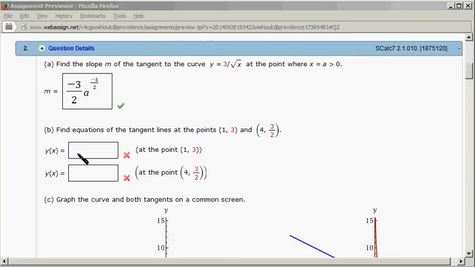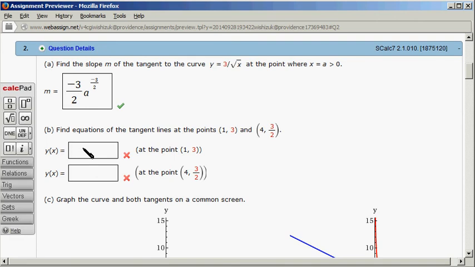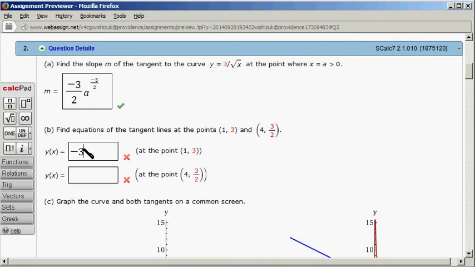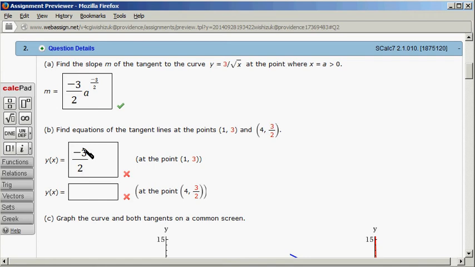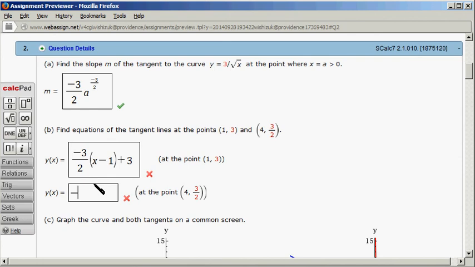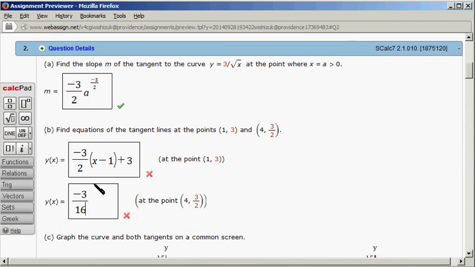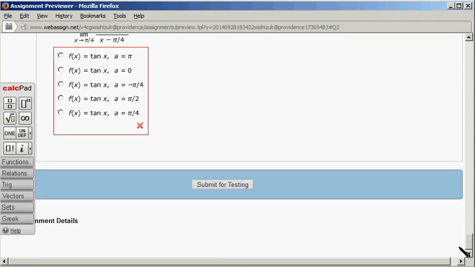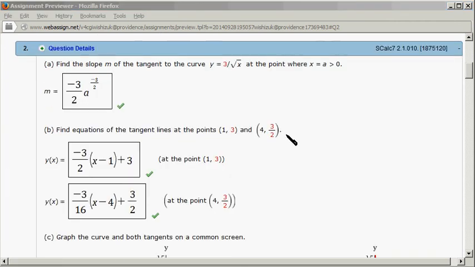The first equation was negative 3 over 2 times quantity x minus 1 plus 3. Then the second equation was negative 3 over 16 times quantity x minus 4 plus 3 halves. All right, so let's check the answer. It came back and looks like we got part B correctly as well.